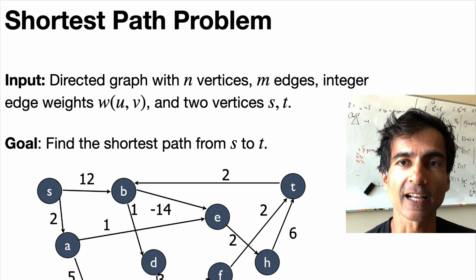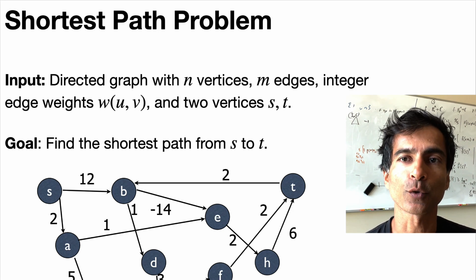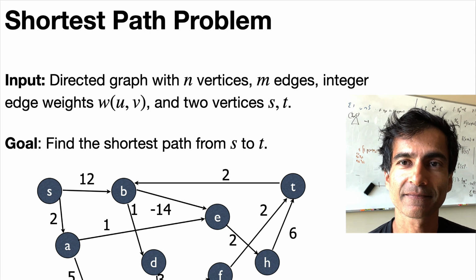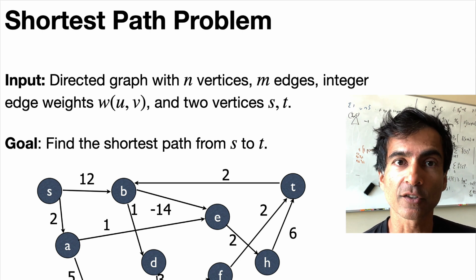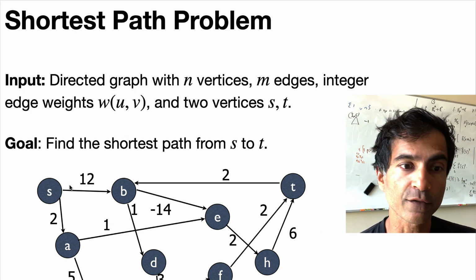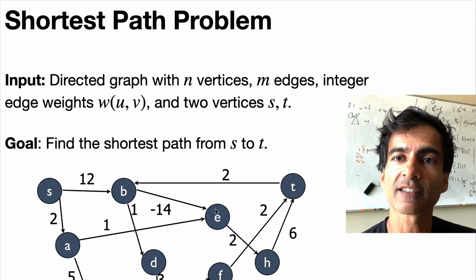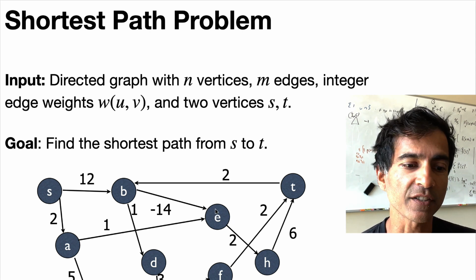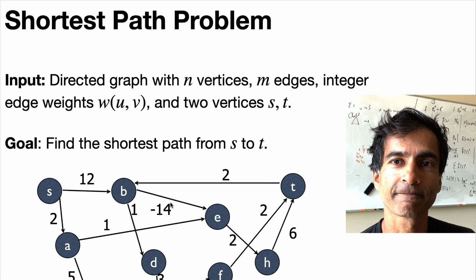If you've had a class in algorithms, then you have seen how to design an algorithm for computing shortest paths in graphs. In this problem, the input is a directed graph, an object that looks like this, where there are n vertices, and each of the vertices are connected by m edges or links, and each of the edges has a weight, which is an integer.